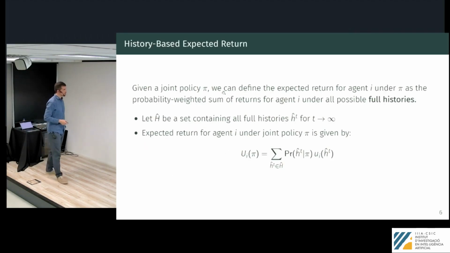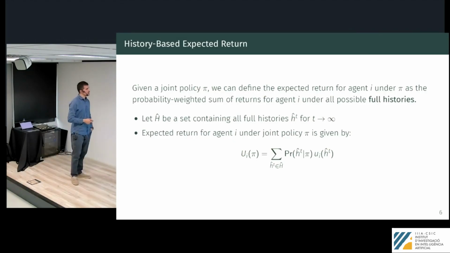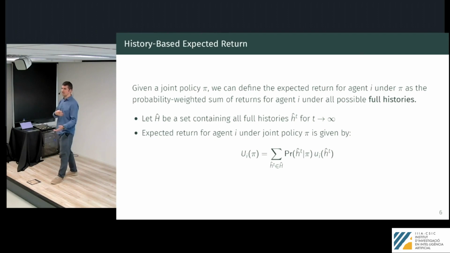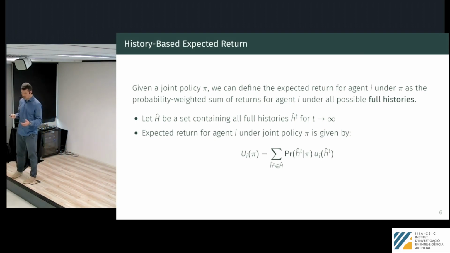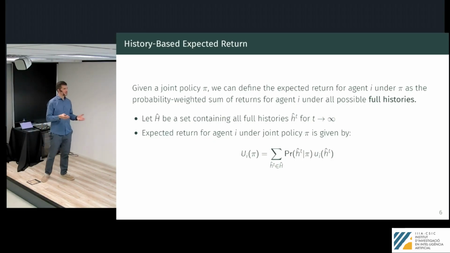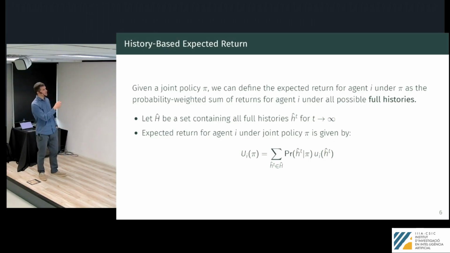Okay, so moving on. There are two ways now to define expected returns. We've just defined joint policy and how joint policies assign probabilities to joint actions. Now we need to understand, when we have a joint policy, what is the expected return that the individual agents can expect to get if they run this joint policy? In the book, there are two ways in which we define this: a history-based expected return and a recursive expected return. We're going to discuss briefly both of them.